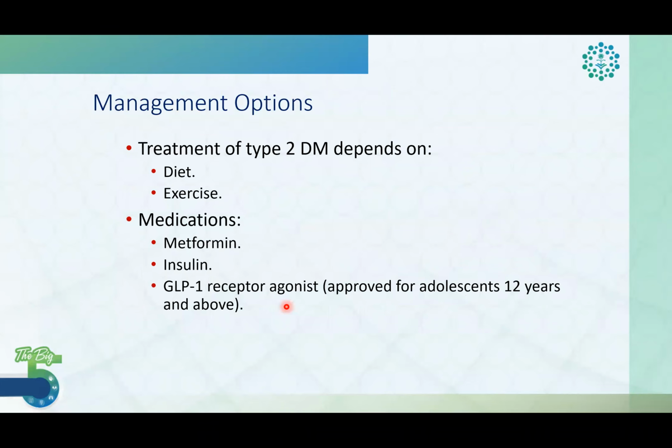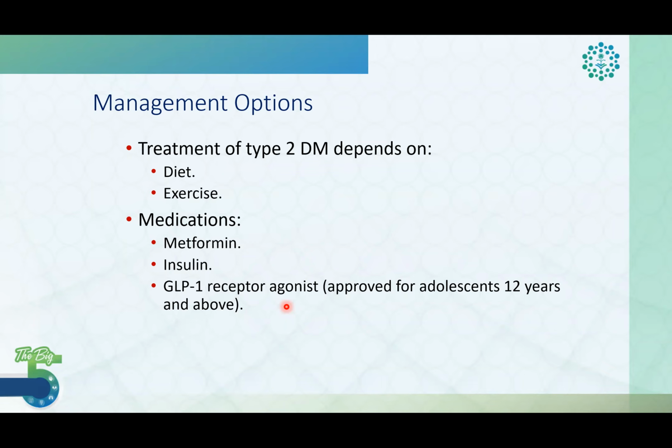When we talk about the options of management of type 2 diabetes, we have two options. Number one, which is highly recommended and very necessary, is the non-pharmacological option in children, namely diet and exercise. And this is lifestyle modification. If we fail to achieve glycemic control with the non-pharmacological intervention, diet and exercise, then we go to pharmacological, which is medication.